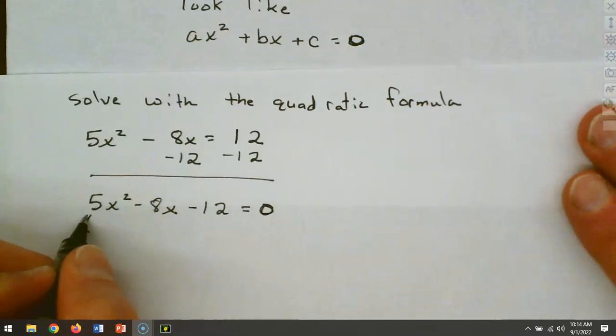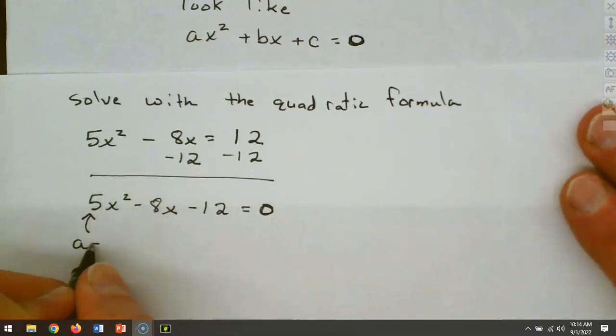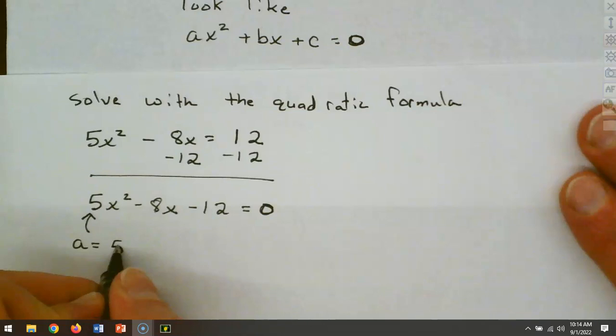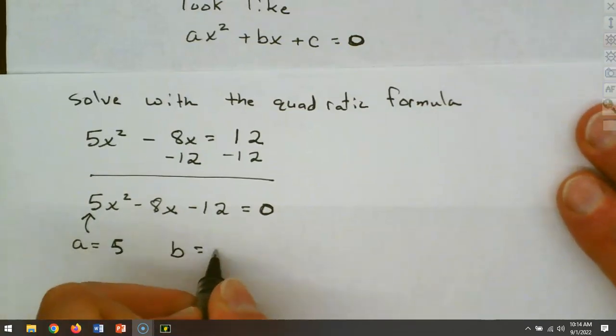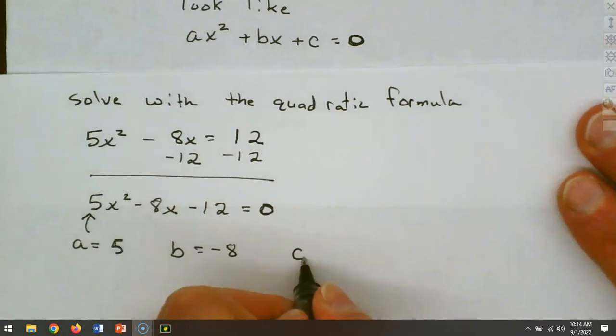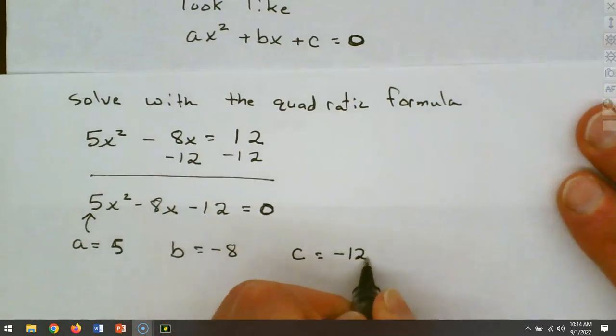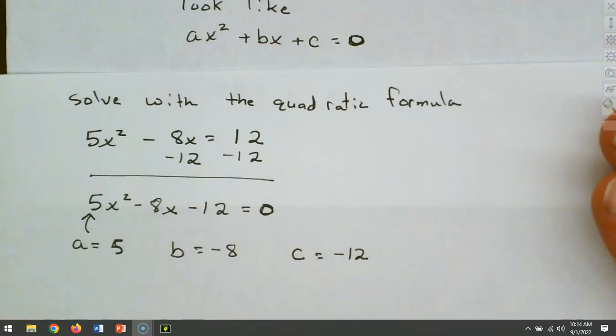All right, so A, what's our A going to be? Number in front, A is a 5. B is a negative 8, and C is now what? Negative 12. So take your time. Where students make mistakes on these is you get in a hurry. So make sure you take your time and do not rush through things.